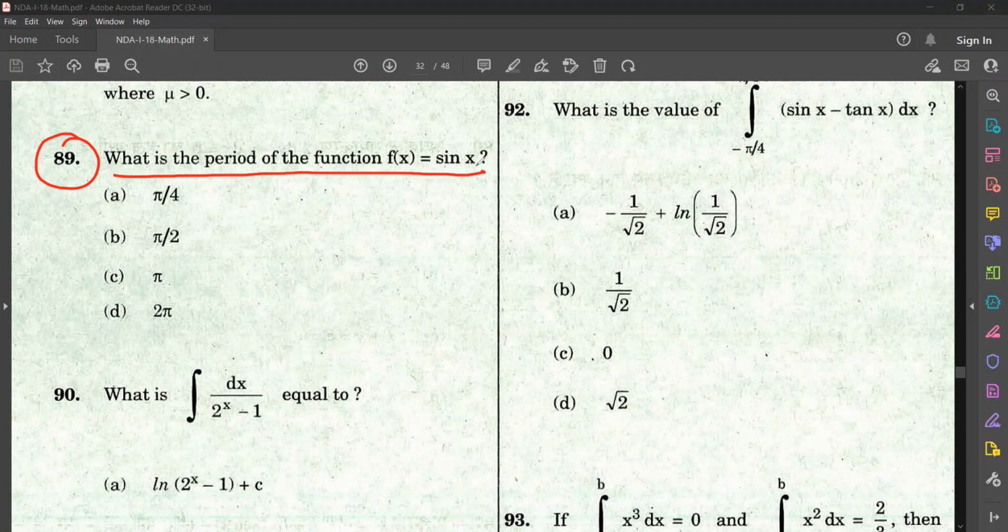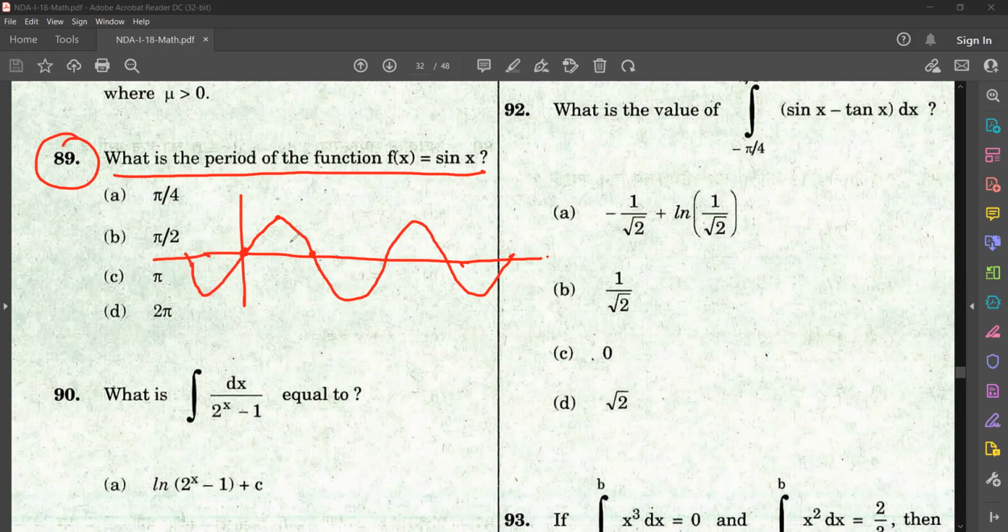Okay, what do you mean by period? Period means after what interval this function repeats, isn't it? Now listen. The sine function will look like this. Sine 0 is 0. Sine 90 is 1. Sine 180 is also 0. So if we draw it, it will be a graph like this. Now we have to see after how much this wave repeats.